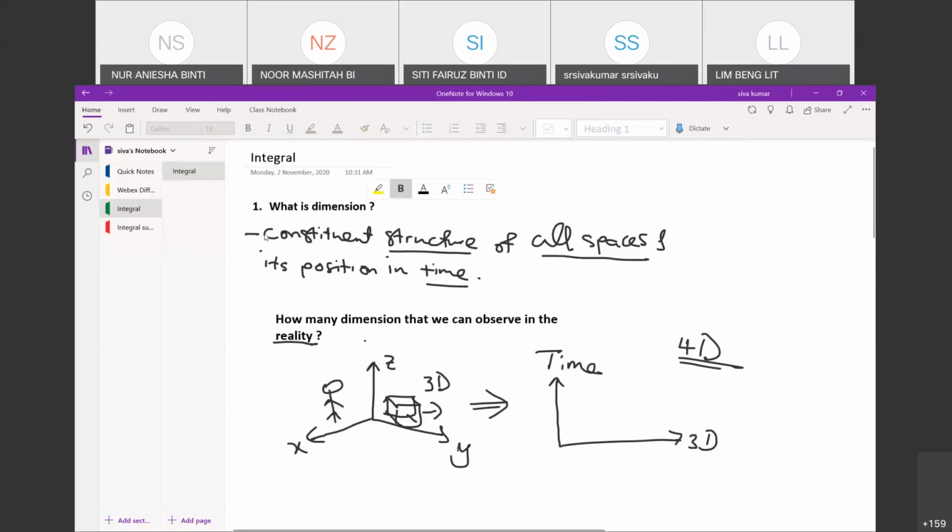It's a constituent structure. In the first lesson itself, I already introduced to you what a dimension is, because we wanted to see the constituents of the structure of all the spaces. Actually, there is only one space, but within the space, we can create many spaces. Of course, some of you may not agree with me. There might be several spaces, and yes, I agree with that. But what I'm trying to say is, within the space we can create many subspaces.